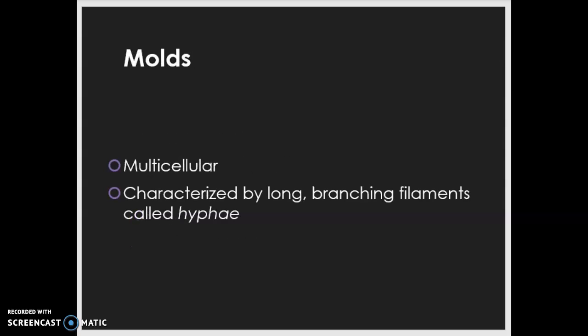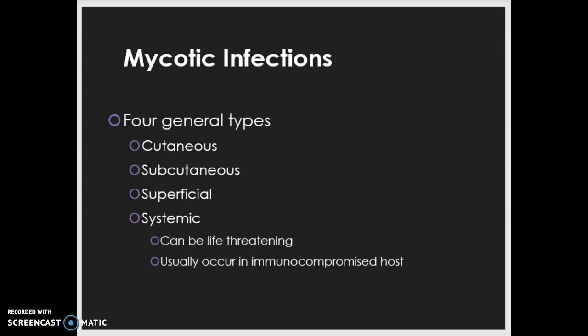Our molds then are multicellular. These are characterized by long branching filaments called hyphae, and we can see that when we look at them underneath the microscope. But our mycotic infections then fall into these four general types, those cutaneous or subcutaneous, then superficial, and the systemic. Now, the systemic can be life-threatening, and typically we only see those in the immunocompromised host.